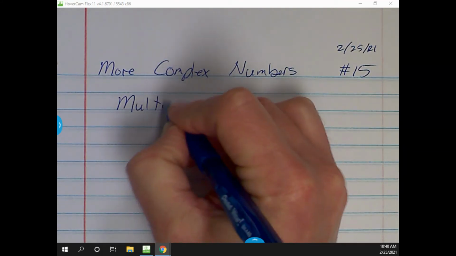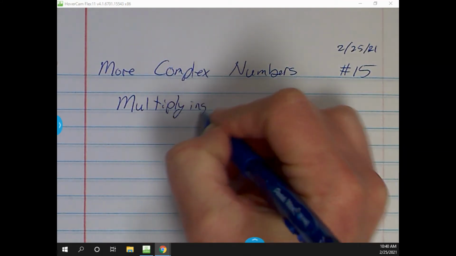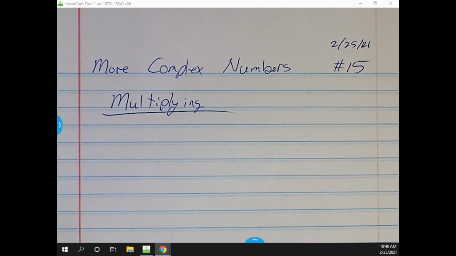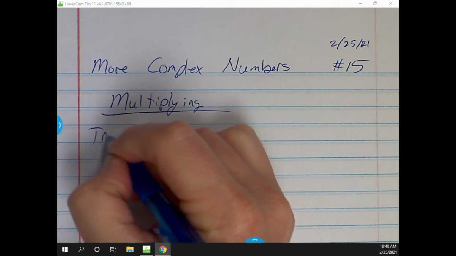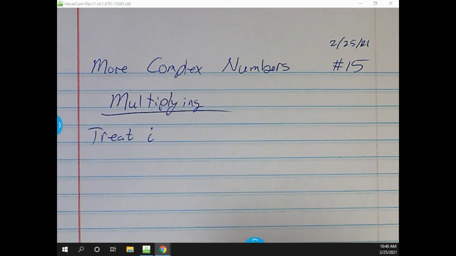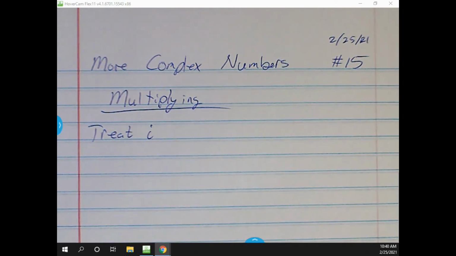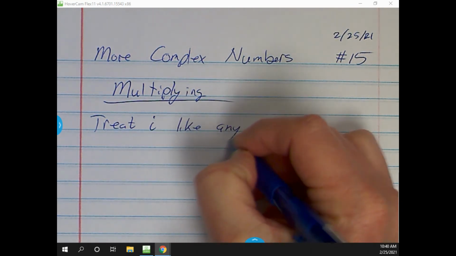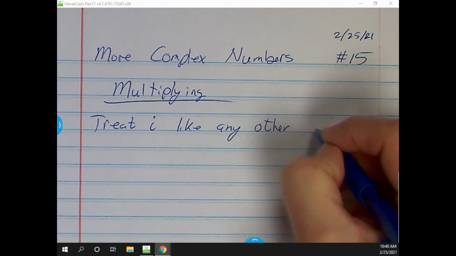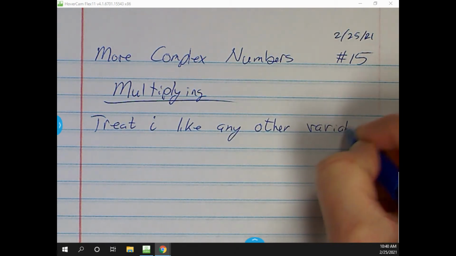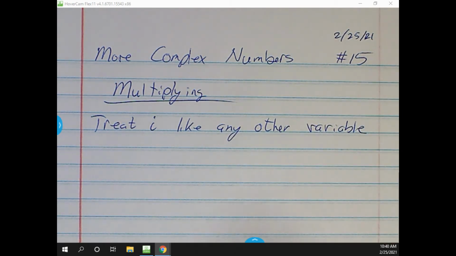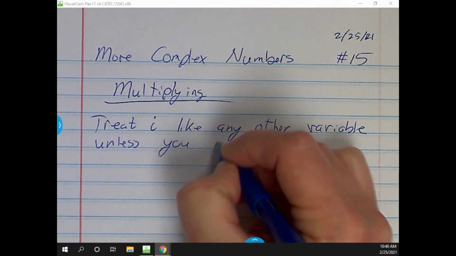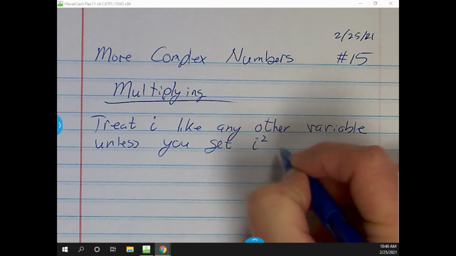All right, so we're multiplying complex numbers. There's one big thing that you have to do. First thing is you're going to treat I just like any other variable, and we'll say unless you get I squared.